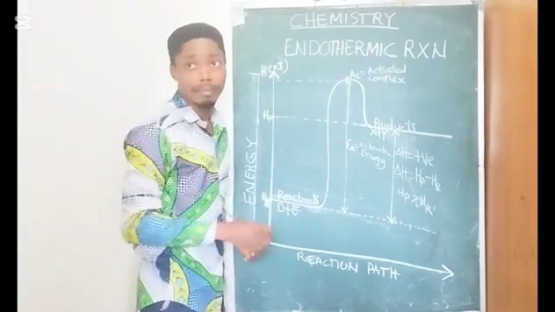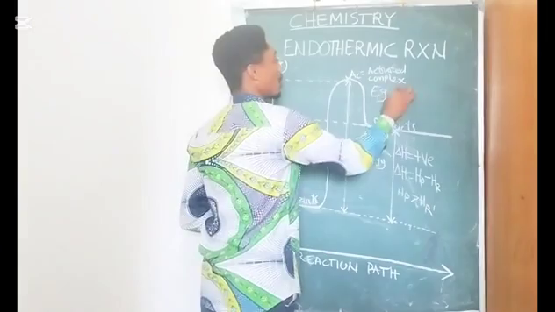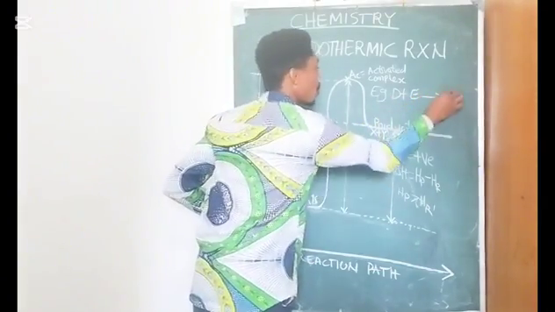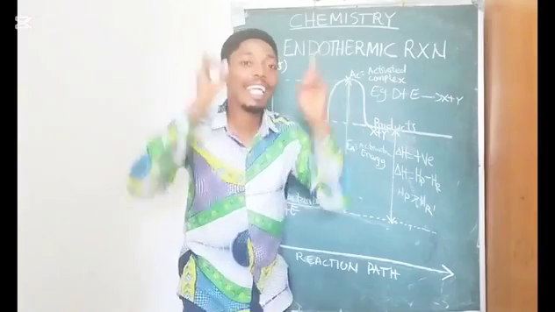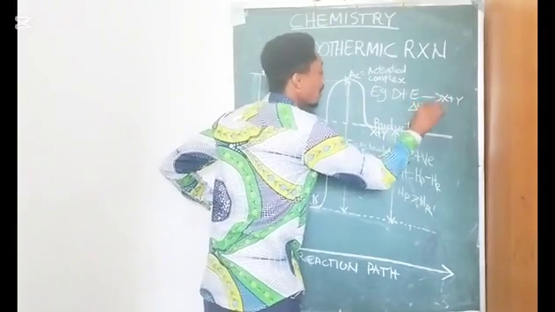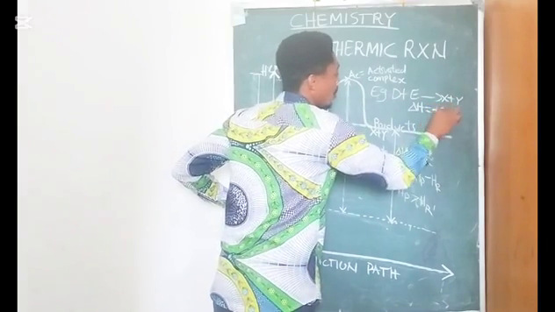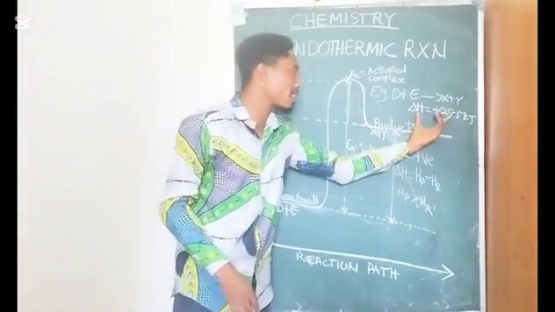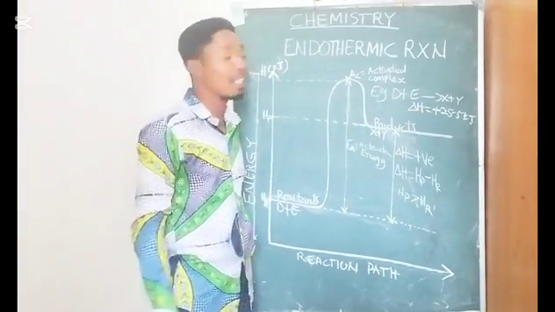So for an example, if the reactant is D plus E, which could be elements or compounds, producing the product X plus Y, how do you know that it is an endothermic reaction? You will see that delta H will be something, for instance, plus 25.5 kilojoules. So when you see a positive value for enthalpy change, you will just know that that's an endothermic reaction.